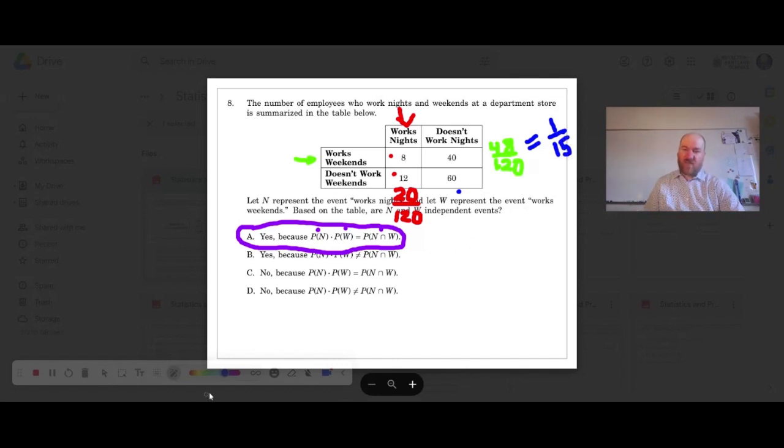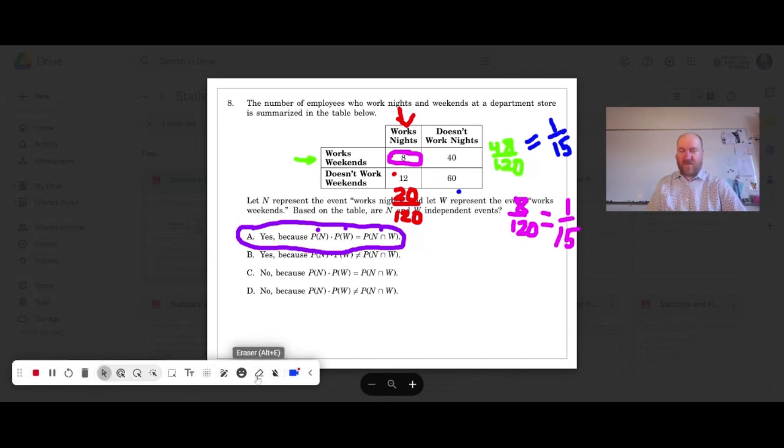Now, if these are truly independent, then both of these things happening at the same time should have the same probability. So what is the probability someone works nights and weekends? That's right here. Those 8 people work nights and work weekends. That's 8 out of 120 people, the same exact number I just said. That simplifies to 1 out of 15. So because those two numbers are the same, these two events are independent. When you multiply two probabilities separately, if you get the same result as both of them happening together, then the two events are independent.